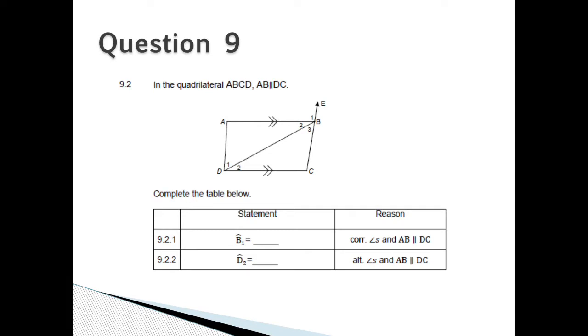Complete the table below. 9.2.1, the statement, angle B1 is equal to what? And your reason is corresponding angles and AB is parallel to DC. And 9.2.2 is the angle D2 is equal to what? And your reason is alternate angles and AB is parallel to DC.